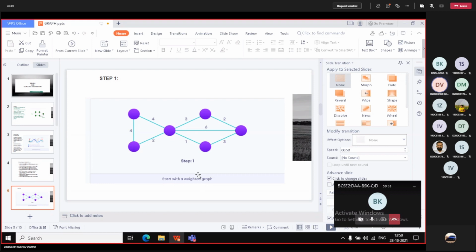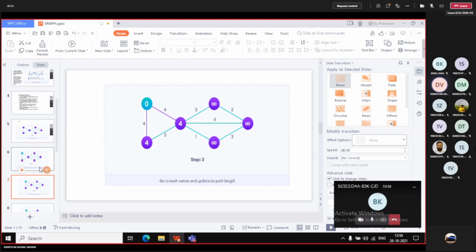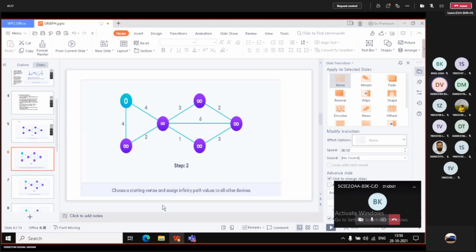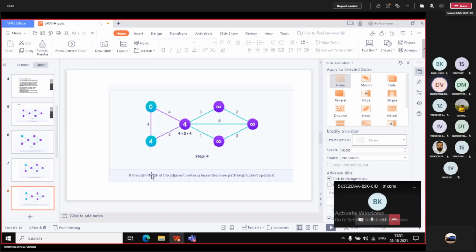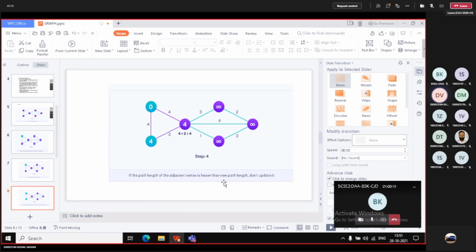Starting with a weighted graph: a weighted graph is a graph in which each branch is given a numerical weight. After that, we choose a vertex and assign infinity path values to all other vertices. After that, we go to each vertex and update its path value. From 0 to 4, and 0 to 4. If the path length of the adjacent vertex is less than the new path length, don't update it. So 4 plus 2 is 6, and this is the smallest, shortest. So we will update this to 4.